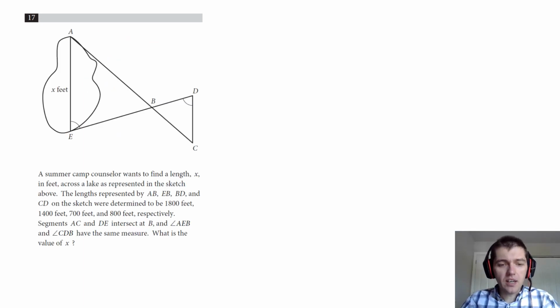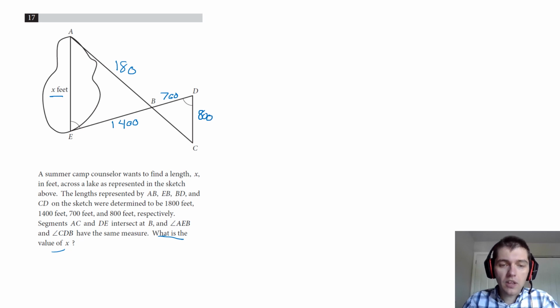Problem 17, and what they're looking for is the value of x on the picture above. They give a bunch of information in the text about the picture that you need to know how to fill in. Basically, that the length, when they say AB, they're talking about this length here is 1800, and that when they give you two letters, it means the length between those two letters. EB is 1400 feet, BD is 700 feet, CD is 800 feet.